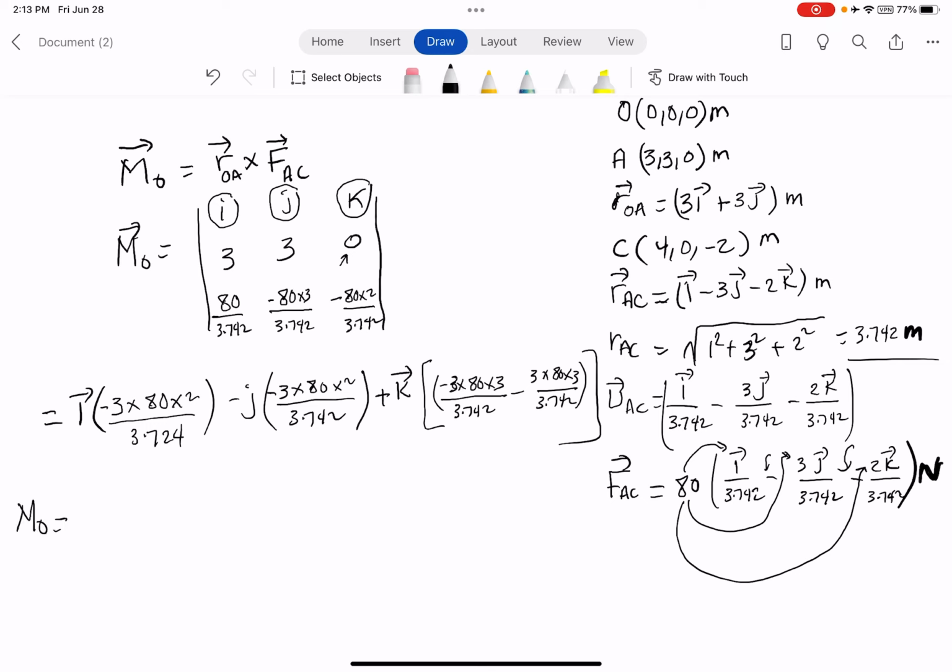And then we should use the 3 times 80 times 2 over 3.742, and that would give us minus 128i, and minus, that's going to be a plus. Well, this should be the same thing, 128j, and then minus and minus, that's going to be a minus 257k.